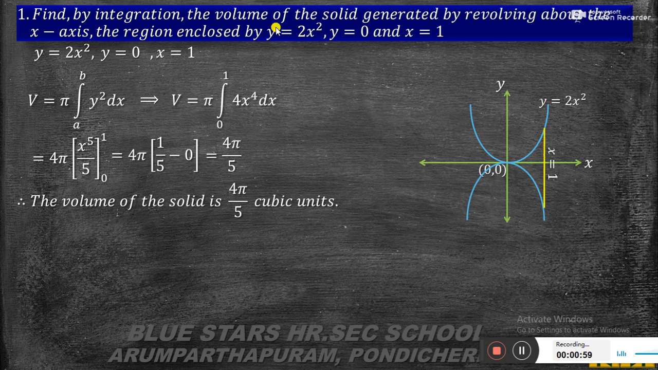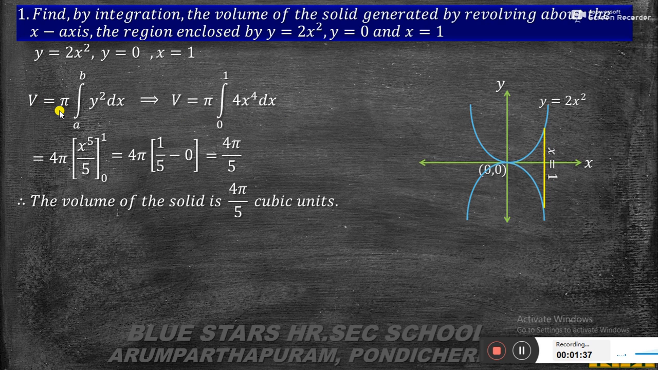So this is a bounded region. Here we write the given equations: y equal to 2x square, y equal to 0, x equal to 1. Volume equals pi into integral a to b y square dx. Here a to b, since we are revolving about the x-axis, are the limits. The curve y equal to 2x square is a parabola along the y-axis. Next, y equal to 0 means the x-axis, and x equal to 1 is a line parallel to the y-axis.